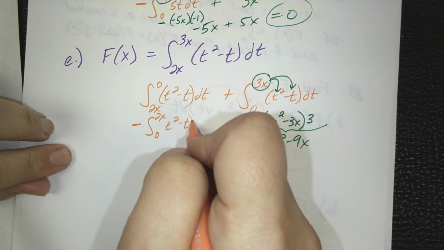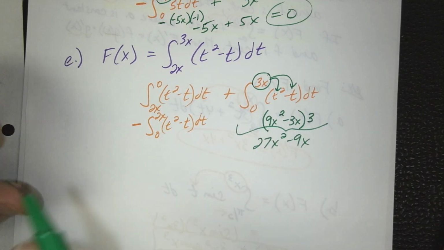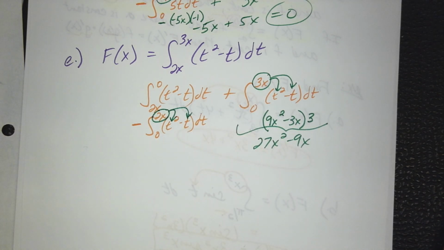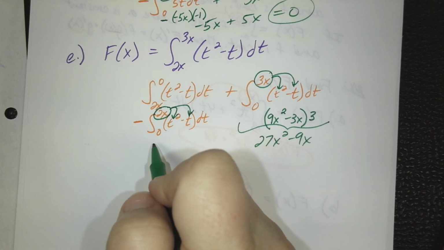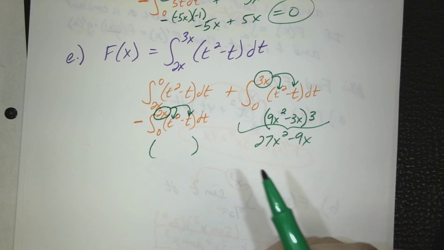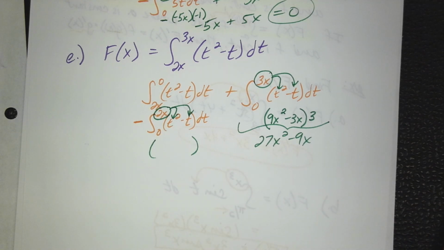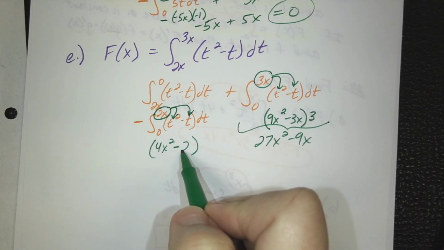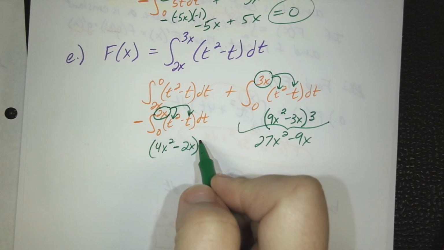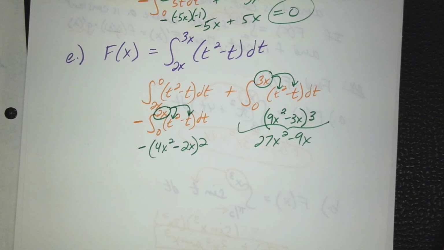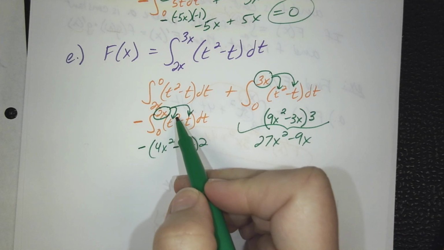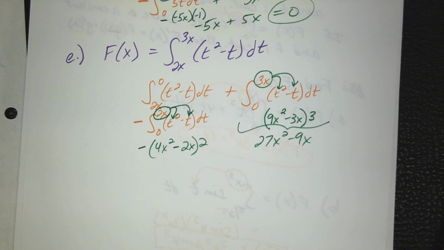Rewrite everything the same, and take your top 2x and plug it in everywhere you see a t. And don't forget to multiply by that chain. So 2x squared, 2x times 2x is 4x squared, minus 2x times what's the chain? Times 2 times the negative on the outside. 2x. 2x squared. 2x times 2x is 4x squared.